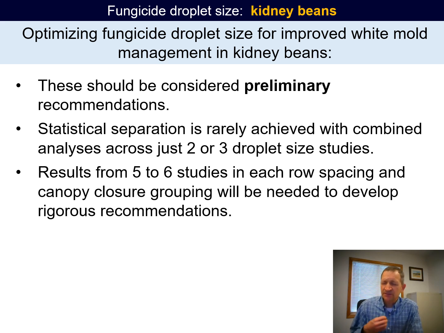In my experience in this droplet size testing, it is common to see these consistent results, and we do not achieve the statistical separation until we have run 5 or 6 studies with that particular canopy characteristic. So these results are consistent with what I've seen in other crops and other diseases. Consistent results without statistical separation until you get to a fairly large number of studies. As such, I have quite a bit of confidence in these results. Yet, until we do more testing, I cannot provide final recommendations.